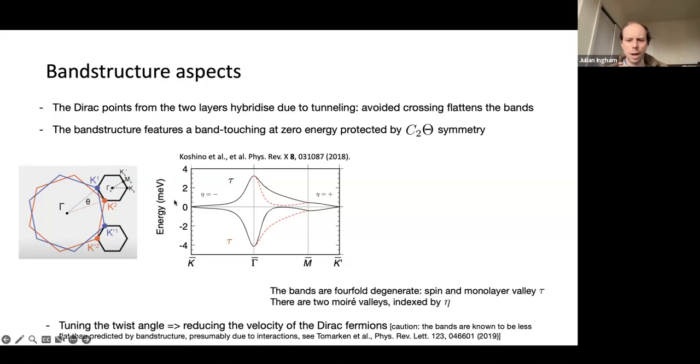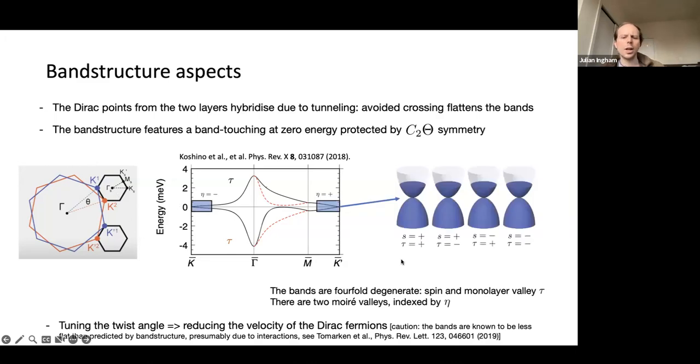In addition to spin degeneracy, we can take monolayer valley tau to be a good quantum number, because to scatter between two monolayer valleys, as in this picture, to go from this side of the big hexagon to that side of the big hexagon, requires a large momentum transfer compared to the size of the mini Brillouin zone. So if we're only interested in these small momentum and energy scales, then an electron in tau plus basically stays in tau plus.